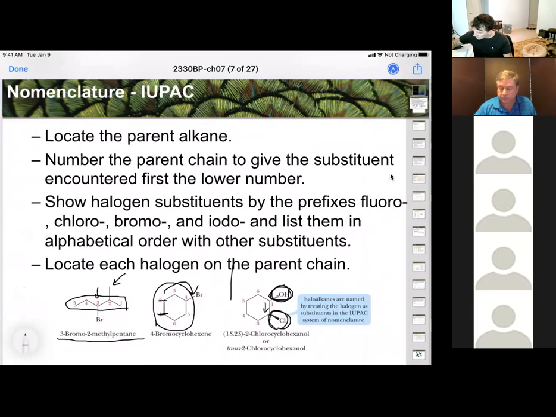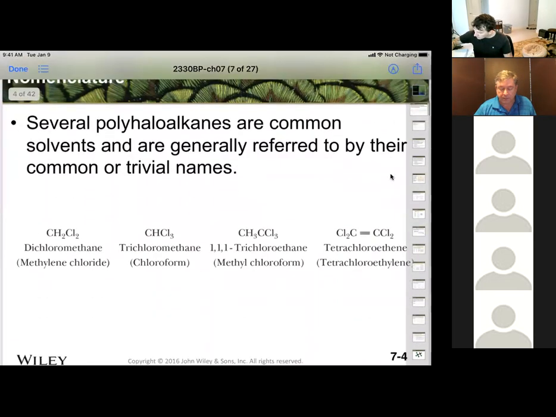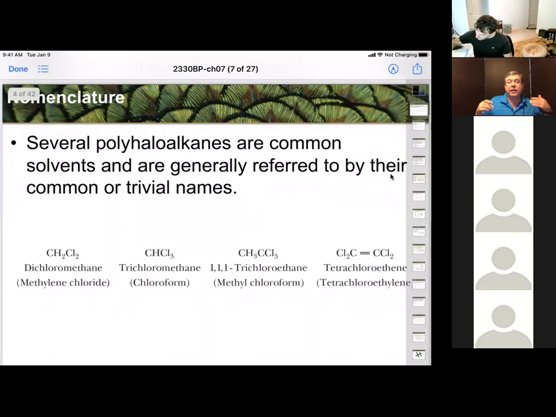All right, so unfortunately, because they are so common, there are actually some really common names for these materials that you might want to devote to memory for a little bit. One of them is this one right here, CH2Cl2. It's a very common solvent. It has a very low boiling point, and it's called either dichloromethane or methylene chloride. Okay, dichloromethane is the IUPAC name. In this case, trichloromethane is called chloroform.